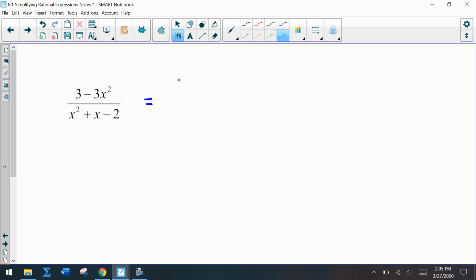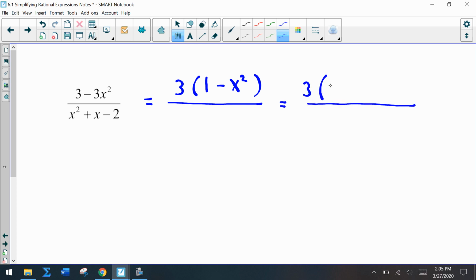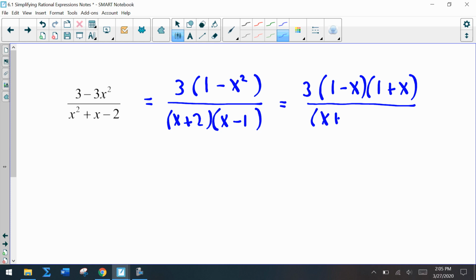So I'm going to go through it. If we take out a 3, we're left with 1 minus x squared. And then the 1 minus x squared can keep going to 1 minus x, 1 plus x, because it's a difference of 2 squares. And then the denominator can be rewritten as x plus 2, x minus 1. Okay, are you with me?